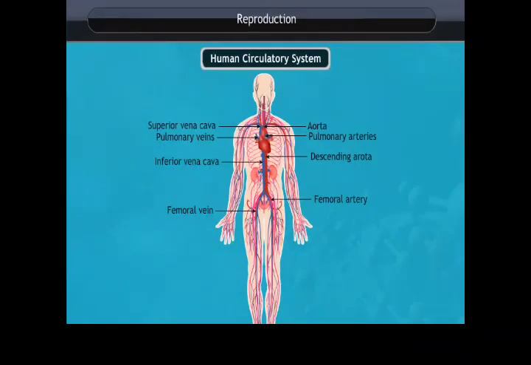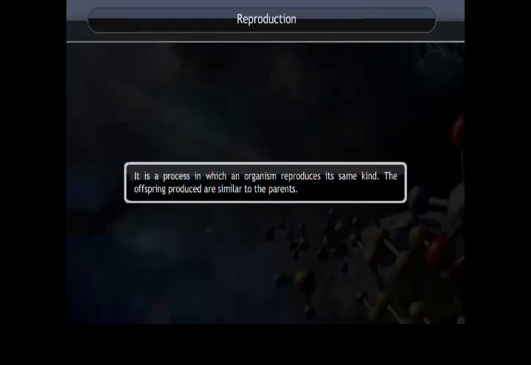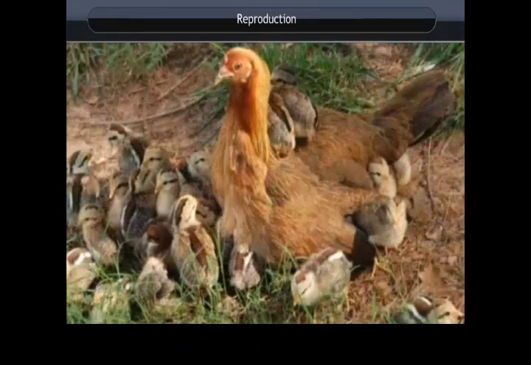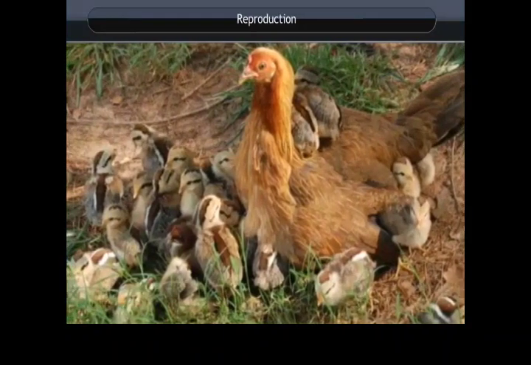Reproduction. As you know, the circulatory system is responsible for the circulation of blood throughout the body. Likewise, we have a reproductive system which carries out one of the important functions in humans, reproduction. Now, what is reproduction? It is the process in which an organism reproduces its own kind. The offspring produced are similar to the parents. But why is there a need for reproduction? Reproduction is essential for the continuation of a species.